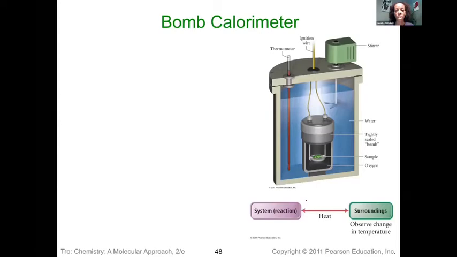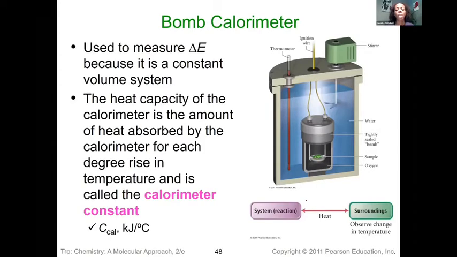This is just a picture representation of what a bomb calorimeter looks like, and this is how we go about measuring delta E, or the internal energy at constant volume. You have your reaction taking place in this reaction vessel, but we can't put a thermometer in there to figure out what's happening at that molecular level. So we instead put the thermometer in the external area and measure the temperature change. If the temperature goes up in the surroundings, that means the reaction had to release some energy to the surroundings. From the system, the reaction standpoint, we would say those are negative values.